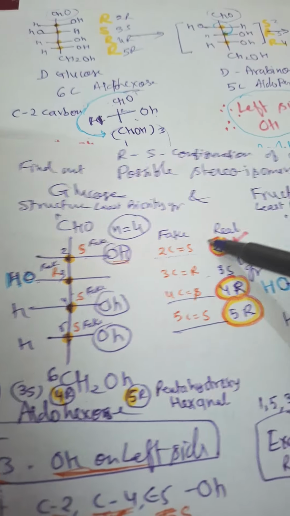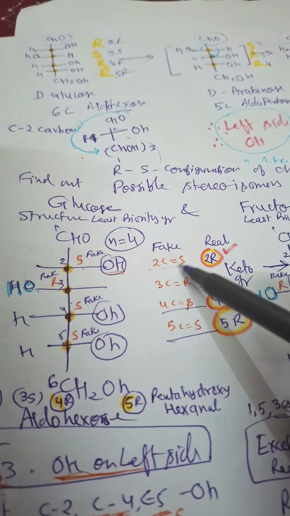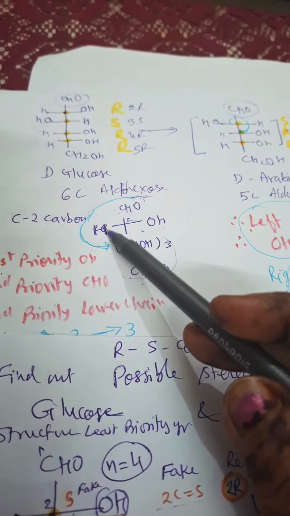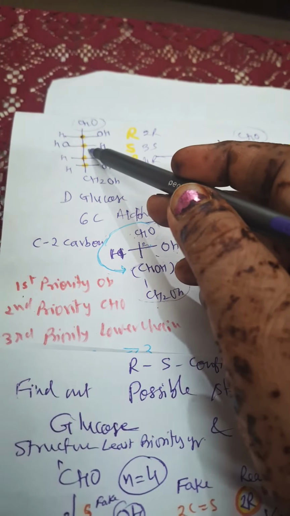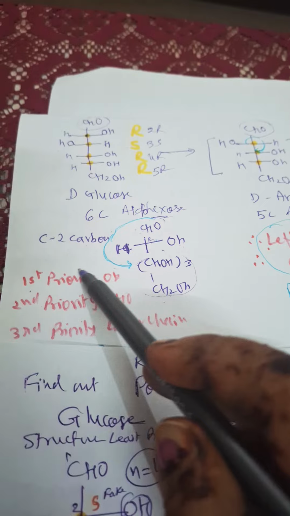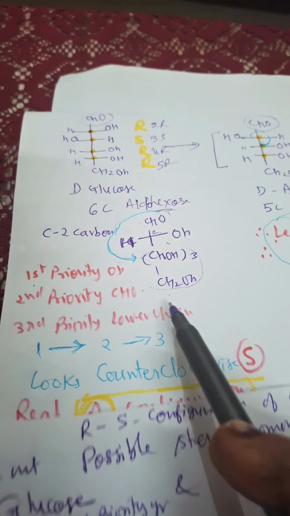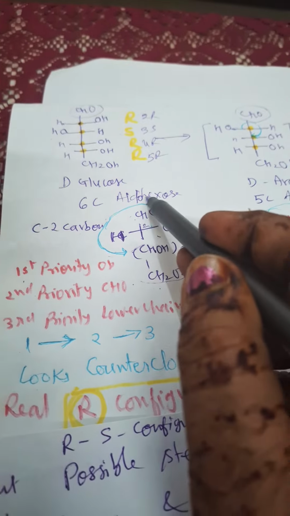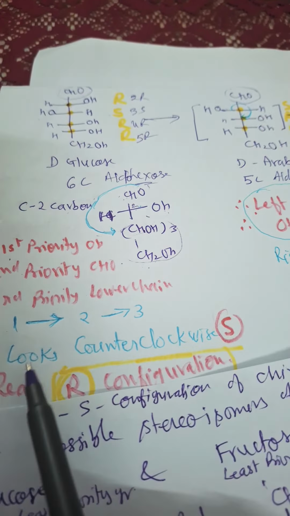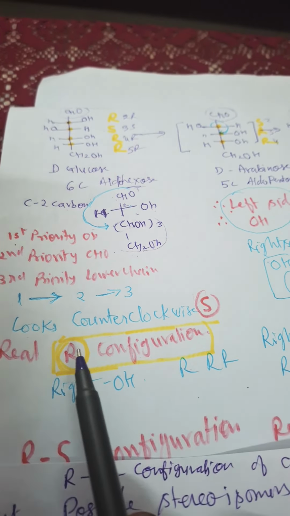This is real, this is fake. At the second carbon, it looks like S configuration. See here, I have drawn it: CHO, CHOH and CHOH, and the rest of the chain I have drawn over here. OH is first priority, CHO second priority, and the lower part of the chain third priority. It looks like it is going anti-clockwise, but that is fake. It looks counterclockwise, but actually the real configuration is R.